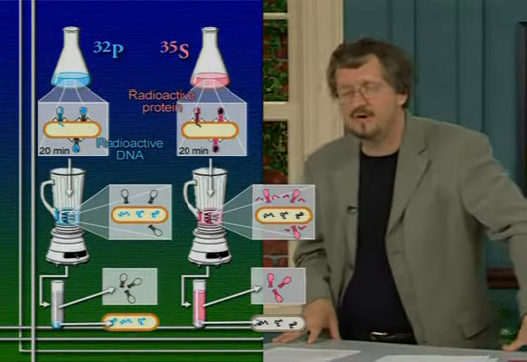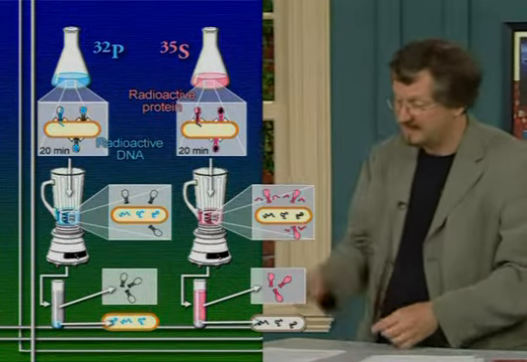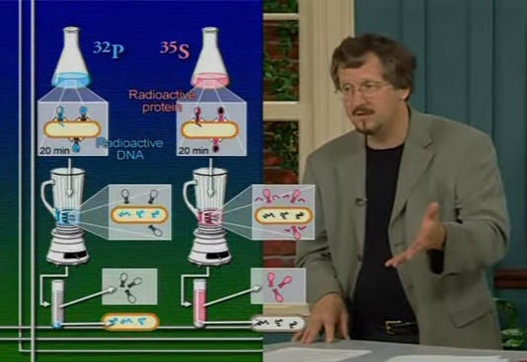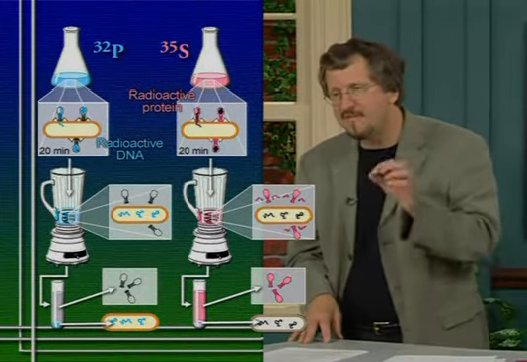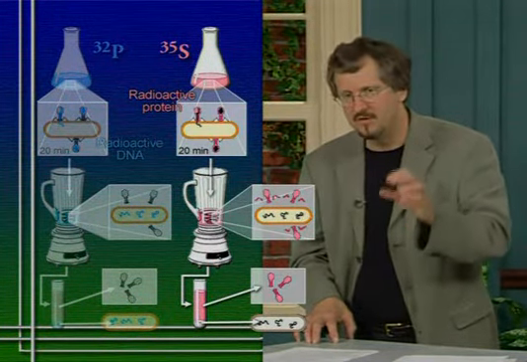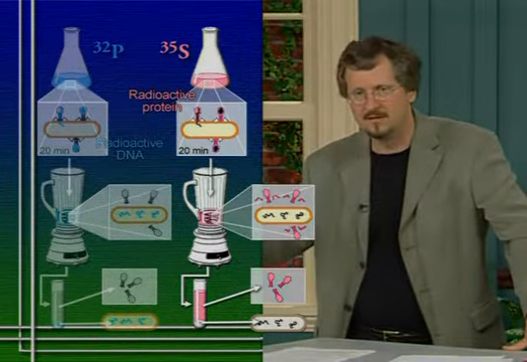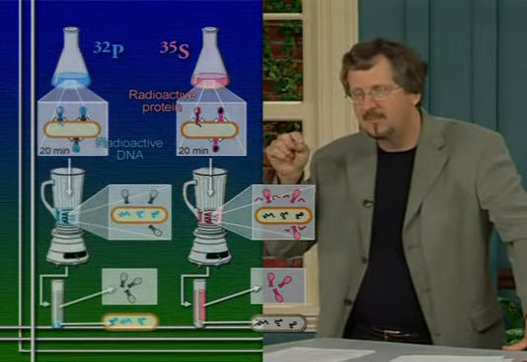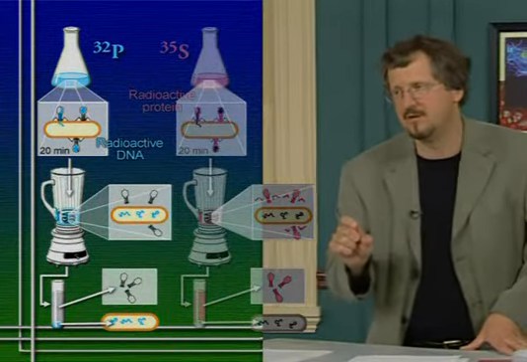And then what they could do, very simply, is ask, where's the radioactivity? Because they could pour off the fluid and ask, is there radioactivity in the pellet? Or is there radioactivity in the fluid, what's called the supernatant, actually, to be technical. And what they found was that if they radioactively labeled the sulfur marking the proteins, which are what the coat is made of, the radioactivity was found in the supernatant, where the viral coats were. If you radioactively labeled the DNA with phosphorus, the radioactivity was found in the pellet, where the bacteria were.